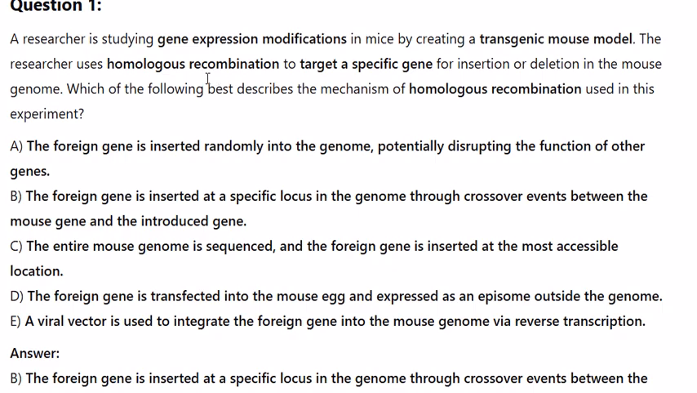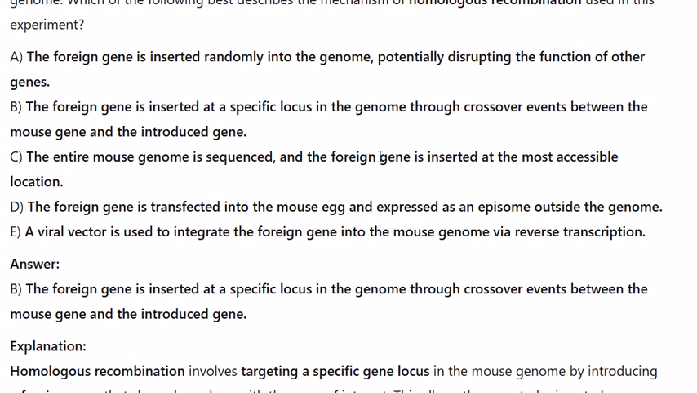The researcher uses homologous recombination to target a specific gene for insertion or deletion in the mouse genome. Which of the following best describes the mechanism of homologous recombination used in this experiment? A. The foreign gene is inserted randomly into the genome, potentially disrupting the function of other genes.